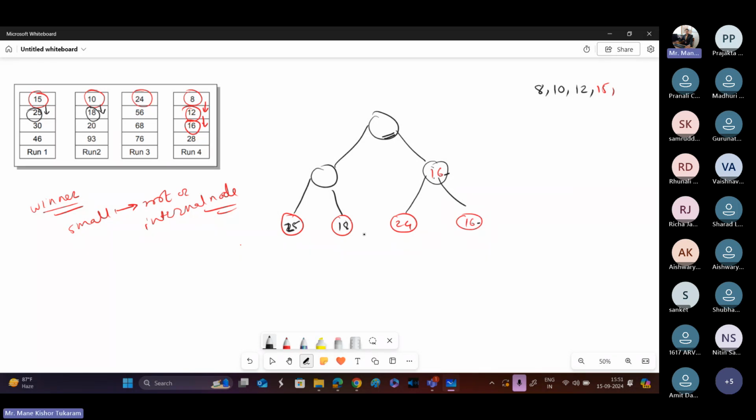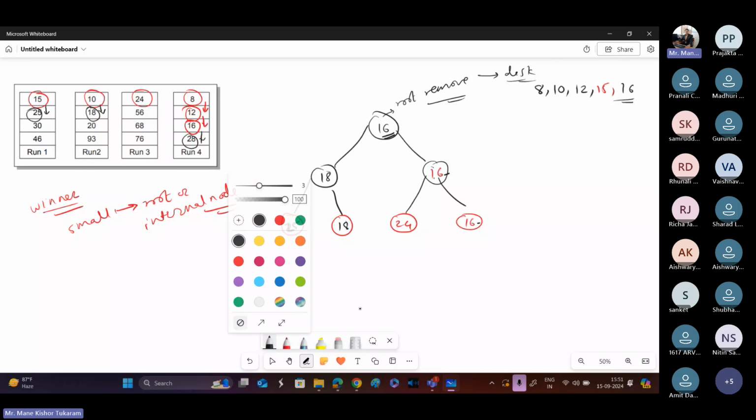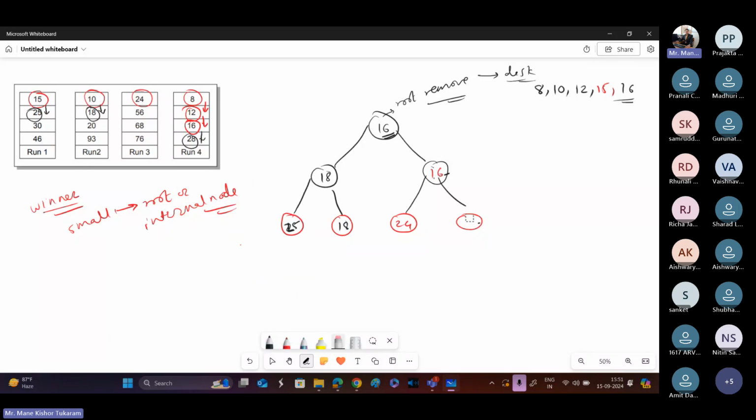Okay, now the lowest of 18 and 25 is 18. The lowest of 18 and 16 is 16. So my next number is 16. Whichever element is occurring at the root level, we have to remove it and move to the disk. Okay, now 16 is out. The next after 16 is 28. So I just remove this particular 16 and apply 28.